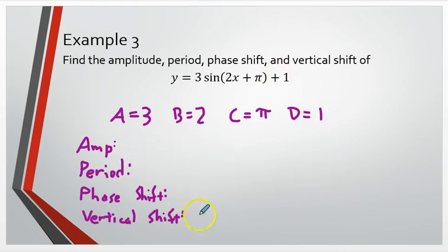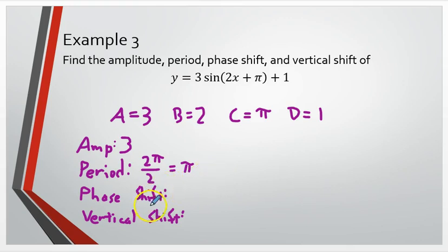So if we're filling in our 4 components again, the amplitude is the absolute value of A, but this number is already positive, so keep it as +3. The period is going to be 2 pi divided by the absolute value of B, but again, that number is positive, so I can ignore the absolute value bars. And I do want to reduce this fraction whenever that happens. So 2 pi over 2 is equal to pi.